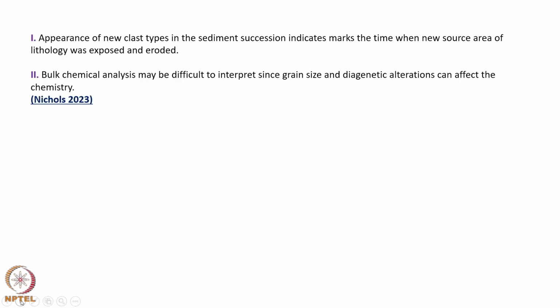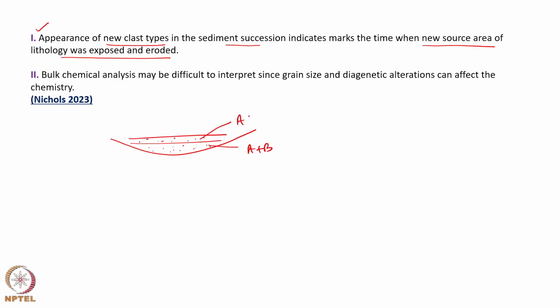While studying chemostratigraphy of sedimentary rocks, we should remember that the appearance of a new clast type in the sediment succession can indicate the time when a new source area of lithology was exposed and eroded. Suppose in a basin we are finding an assemblage A plus B, and then over that we find A plus B plus C, a new clast type. Then in that case, this top layer indicates a source rock where C was present, and then that has joined. This is the meaning of this sentence.